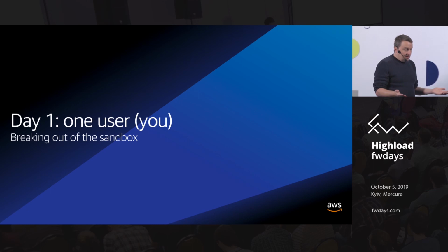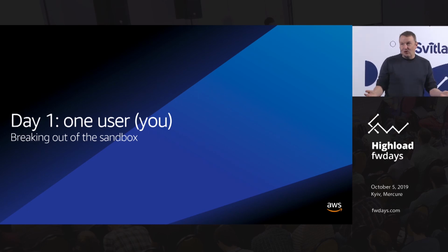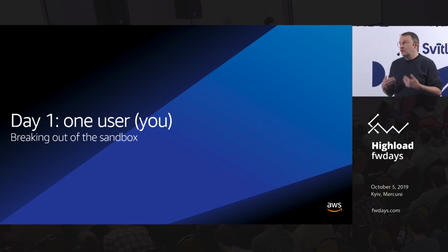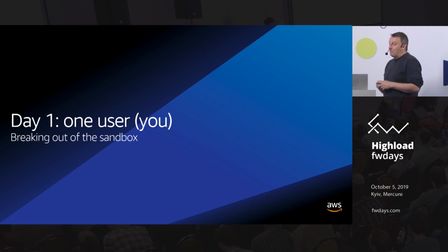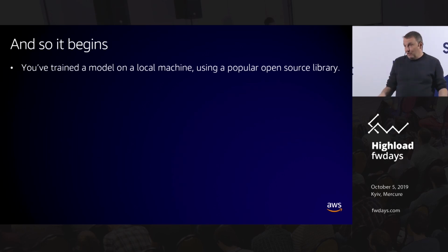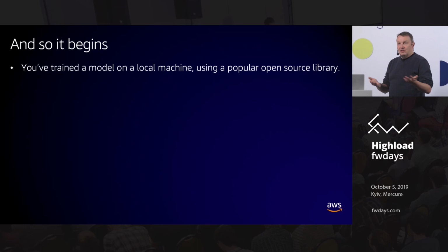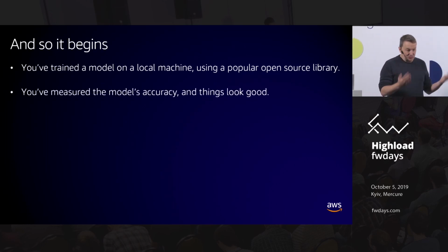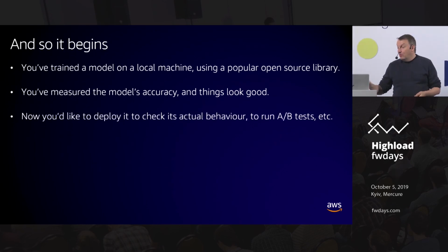So initially, of course, I'm guessing a lot of people start at day one with machine learning, and it's just one user, it's you, right? Trying to get things done, trying to move a first model to production. So usually it will start like this. You or someone in your team has trained a first model based on data, and it works on your local machine, and you use probably open source to do it. And you tested the model, it's working, you're happy with it, and of course now you would like to deploy it to production.